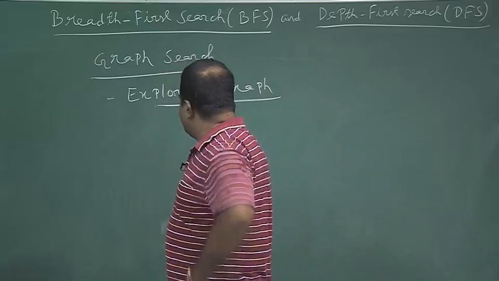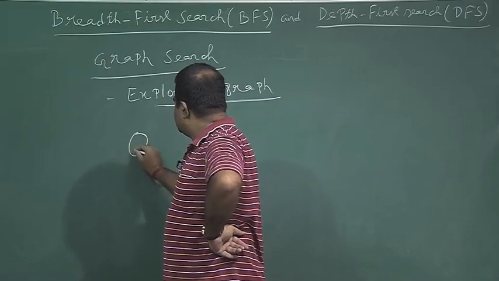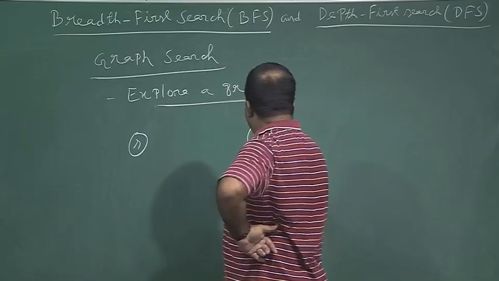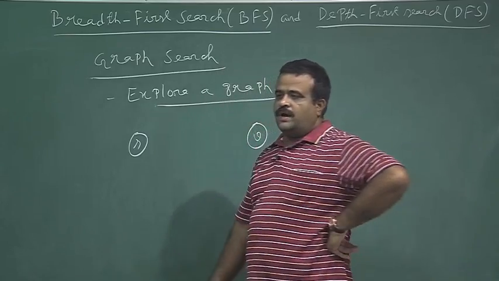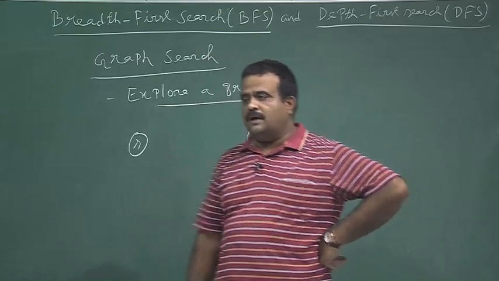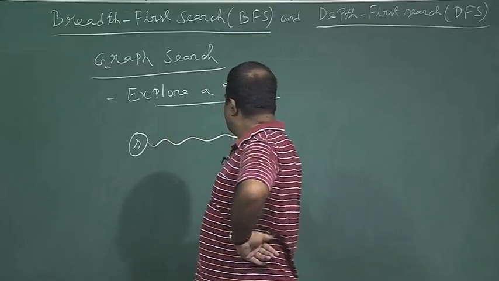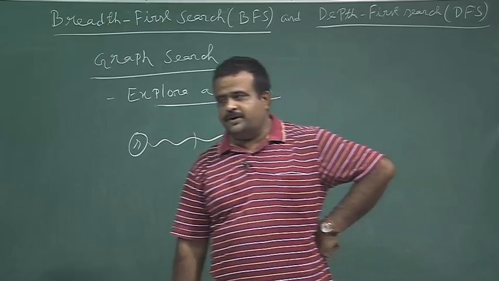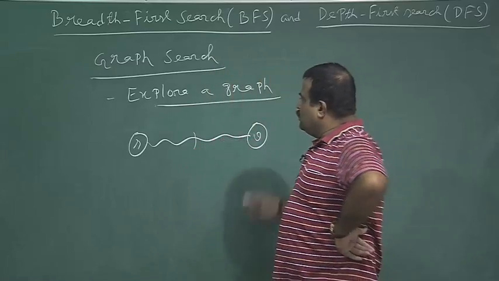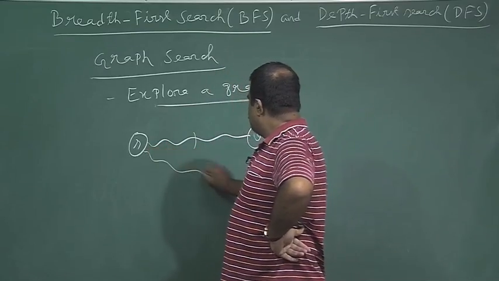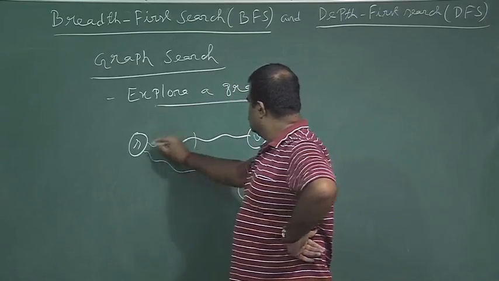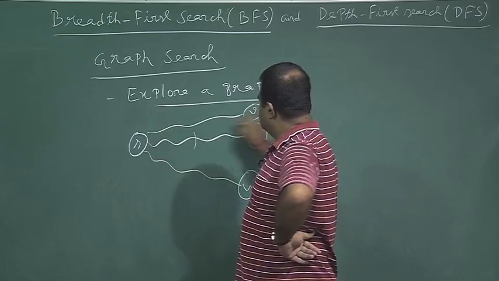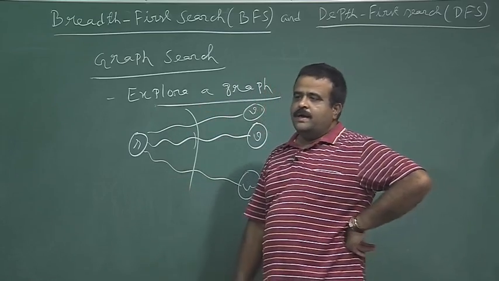Suppose we have two vertices S and V, and we want to see what the path is from S to V. We want to find the path from S to V. So, this is one way of exploring a graph. Not only V, we want to explore all the paths from S to any other vertices. So, this is also one way to explore a graph.